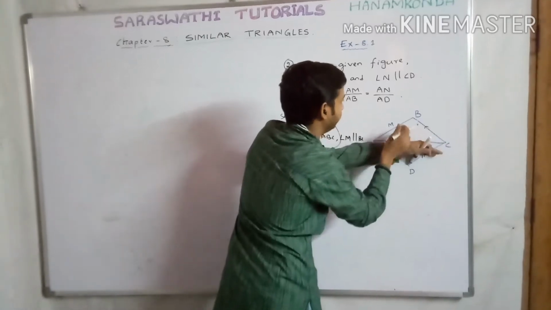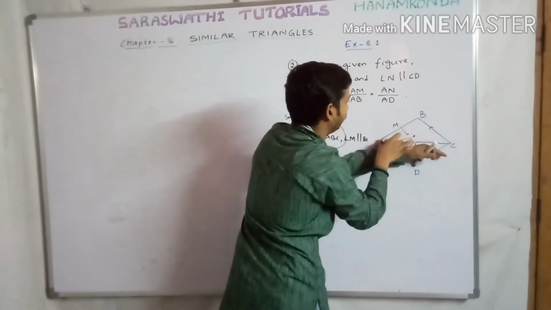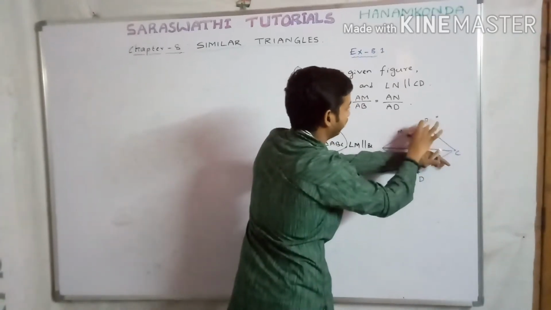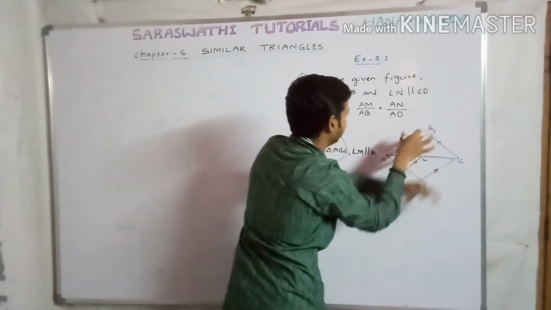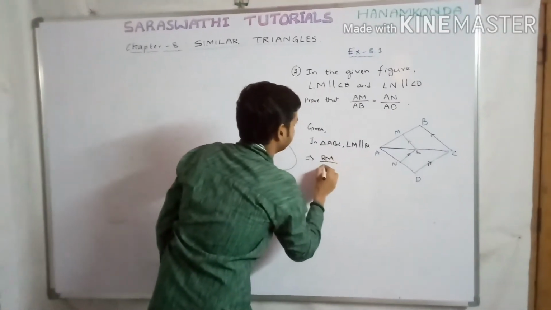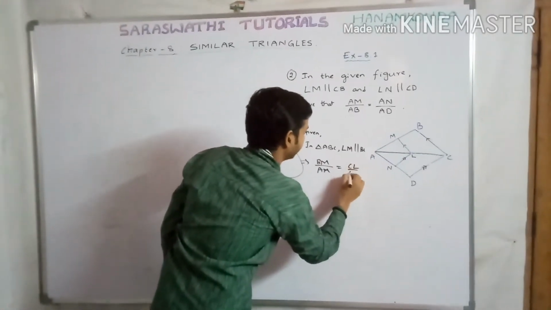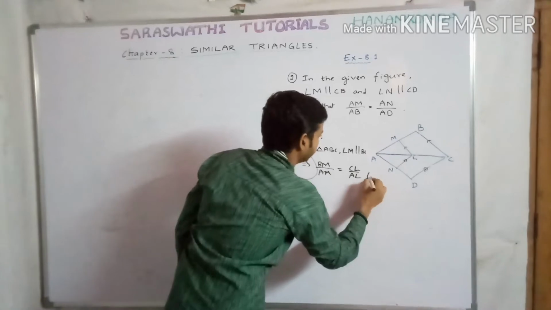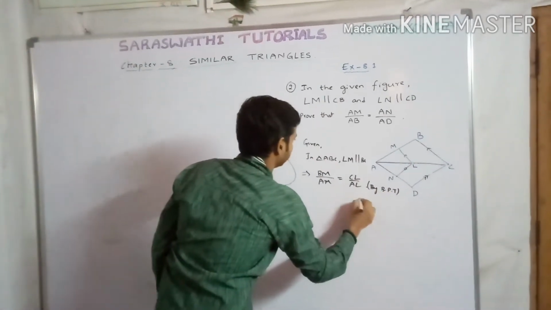If we apply BPT to this triangle ABC, we can write AM by MB equals AL by LC, or we can write it as BM by AM equals CL by AL, by the basic proportionality theorem. So this is the first equation.